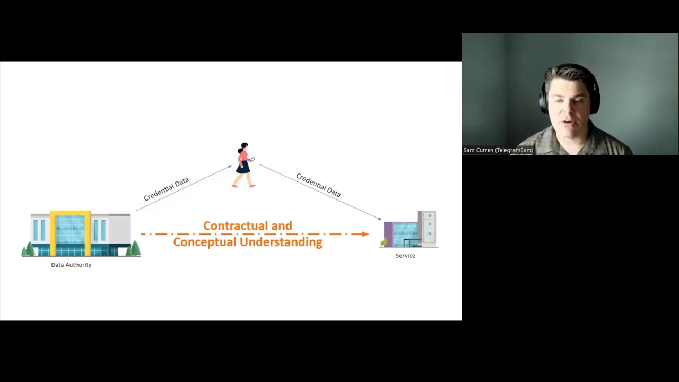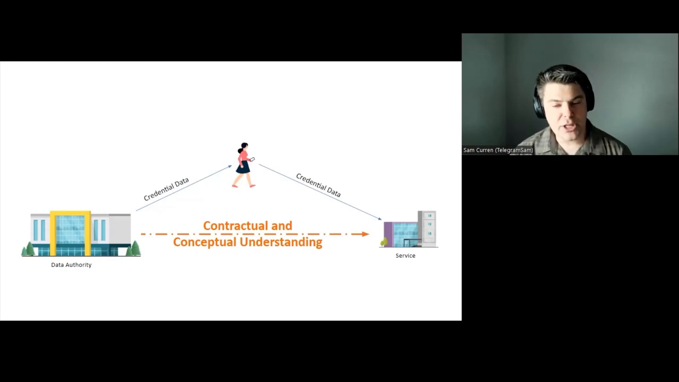So this flow here is important because it places people as individuals in the center of this interaction instead of off to the side. And that's a significant advantage over most of the interactions that we have online or even in person today, using digital services. Trust still exists here because of the understanding, both contractual and conceptual, between the data authority and the service, but we've changed the picture in a really important way to put people at the center of the use of their data rather than standing off to the side as typically happens.